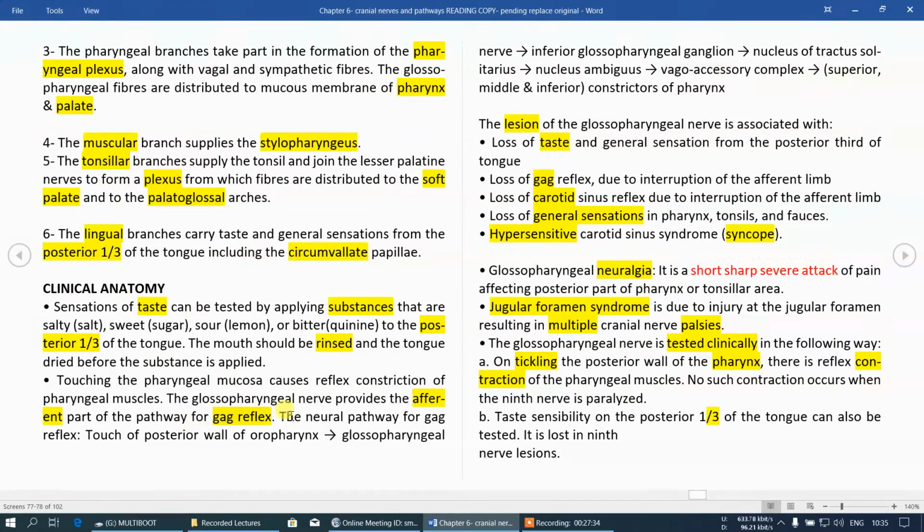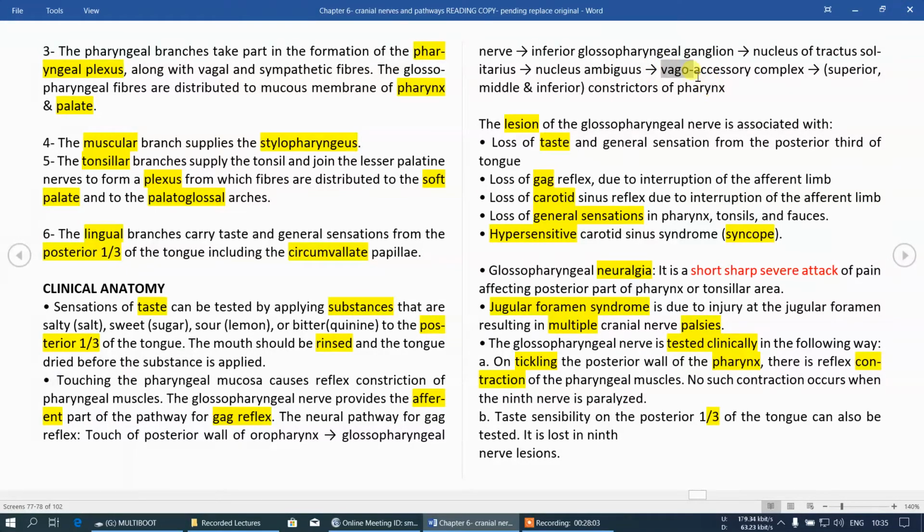So your pathway of the gag reflex is mentioned here. Neural pathway: touch sensation in the posterior wall of the oropharynx, glossopharyngeal nerve, inferior ganglion, nucleus tractus solitarius, nucleus ambiguus, then the vago-accessory complex. So from here, from nucleus tractus solitarius and ambiguus, these sensations will be shared in the vagus nerve.